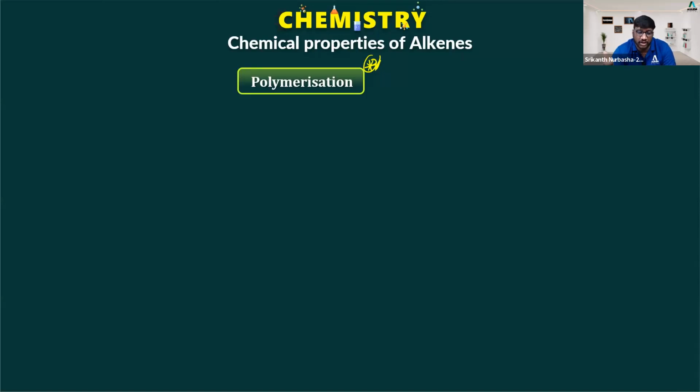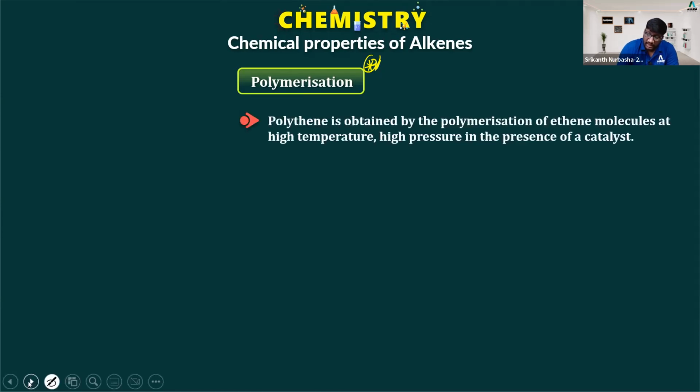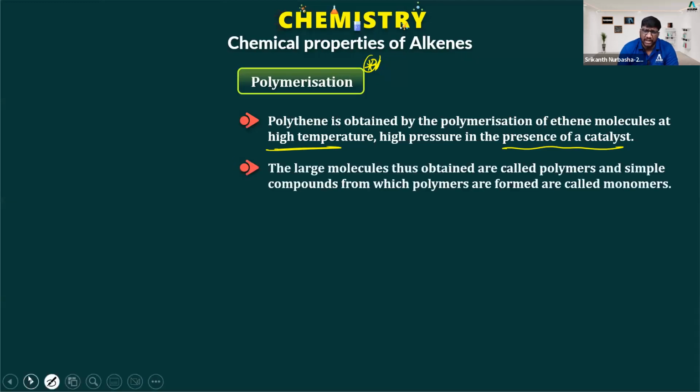But if you take other functional groups, the behavior differs. There are two categories of polymerization reactions: addition polymerization and condensation polymerization. Alkenes mainly undergo addition polymerization. Polythene is obtained by polymerization of ethene molecules at high temperature and high pressure, and also in the presence of a catalyst. Different types of polymer preparation require different types of catalysts. HDPE and LDPE we will study in detail in polymers.